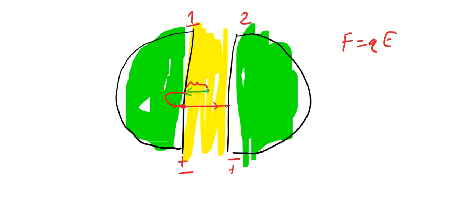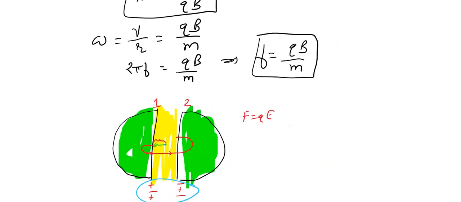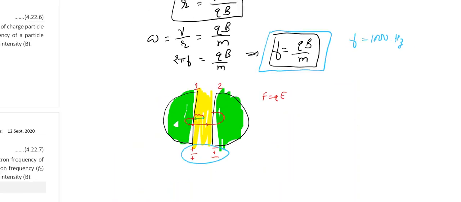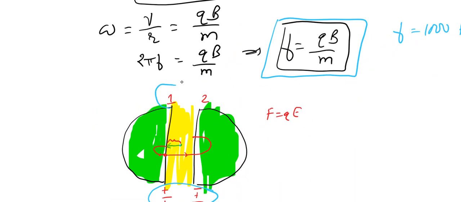Again, when it comes out of the second D, second should be negative, first should be positive. So what we expect is that the D's should change their polarity, and how fast they should change their polarity? They should change their polarity with this rate. So if F is say 1000 Hertz, you will have to have a source connected between 1 and 2 which is changing its polarity 1000 times in 1 second. Okay, and that is called cyclotron frequency.